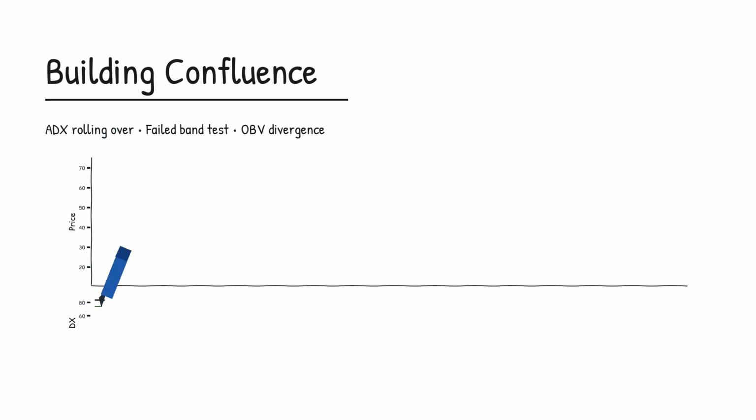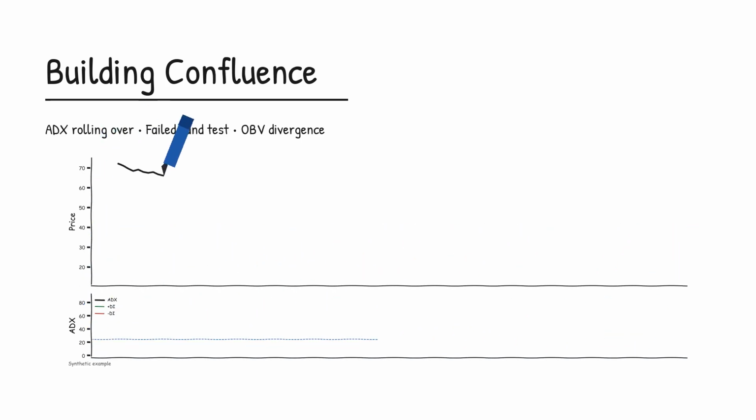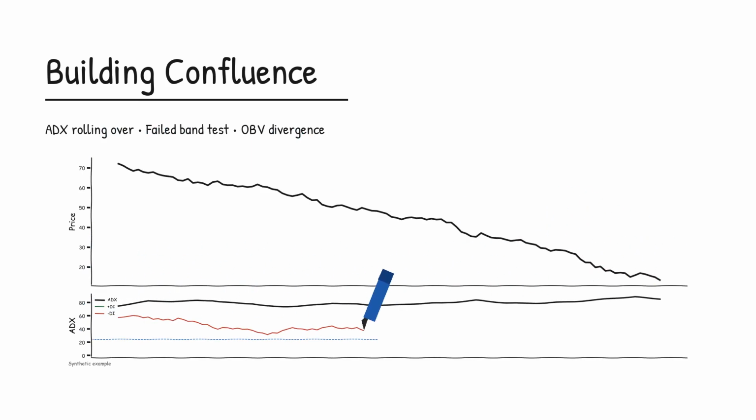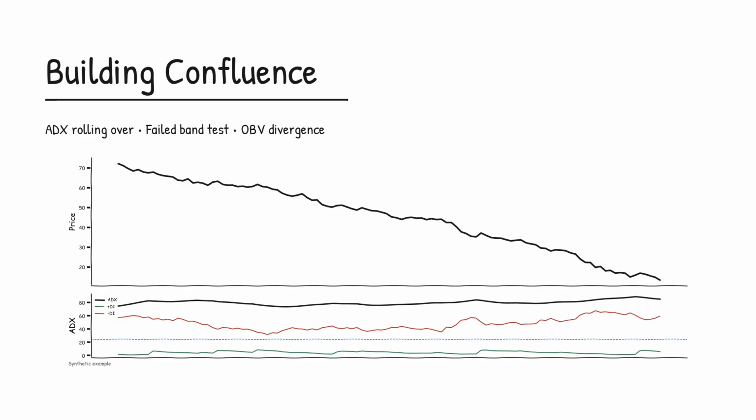Layer divergence with tools that confirm exhaustion. ADX rolling over from above 30 suggests trend weakness. A test of the upper Bollinger Band that fails to close outside it pairs beautifully with bearish divergence. Volume drying up into a new high, visible on OBV, is another classic confirmation. Never trade divergence in isolation.